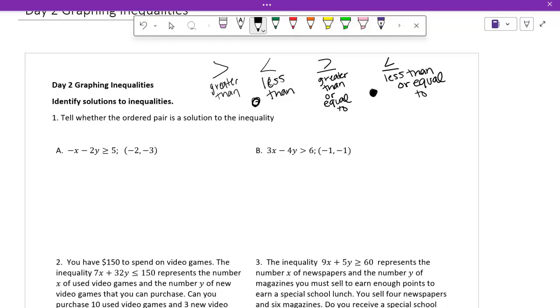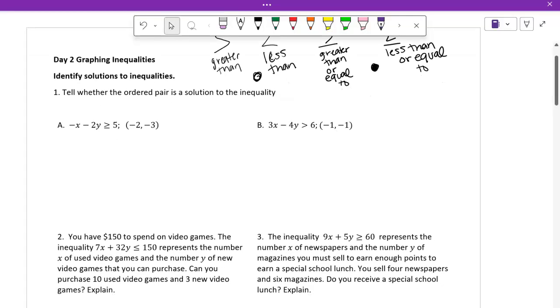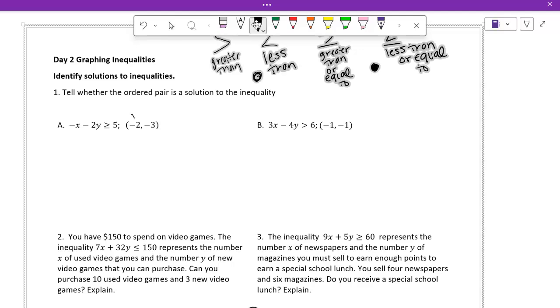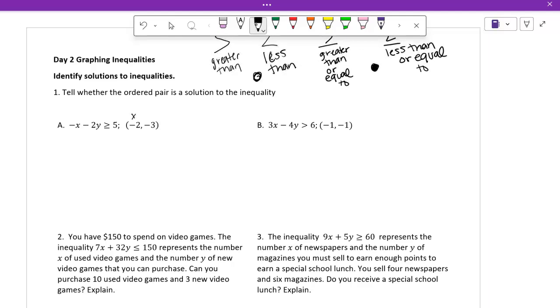So the first section of today's notes: tell whether the ordered pair is a solution to the inequality. So we did this yesterday. The -2 is my x. The -3 is my y. I'm going to plug in -2 for my x. I'm going to plug in -3 for my y. And I'm going to say, hey, is this a true statement or not?